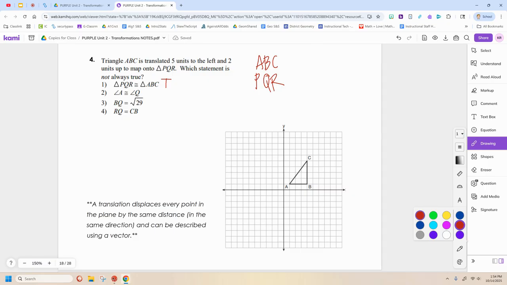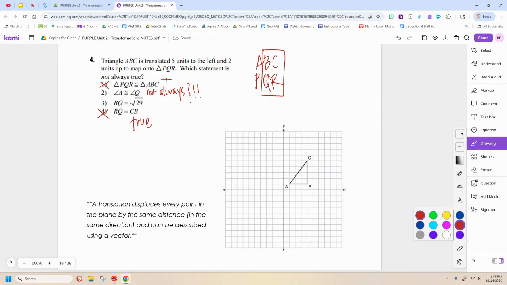That's a maybe. A and Q, they're not lined up. It's not guaranteed to be true. So that's not always. I guess if I had an isosceles triangle, maybe it would work, but it's not going to work on this picture. Then it says BQ is radical 29. I don't understand what that means. Then it says RQ is equal to BC. Okay, this one's true. All right, so right now we have 4 is true and 1 is true and 3 is something I don't understand.